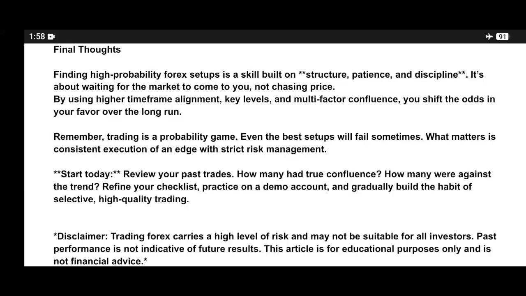Start today. Review your past trades. How many had true confluence? How many were against the trend? Refine your checklist. Practice on a demo account and gradually build the habit of selecting higher quality trades.